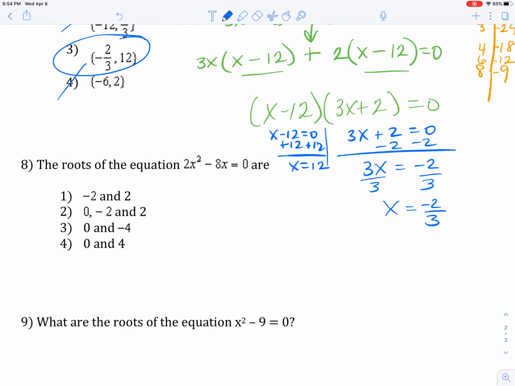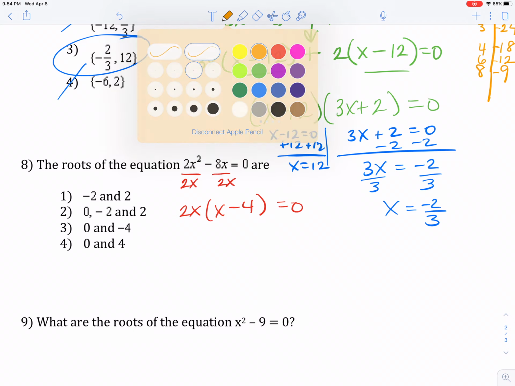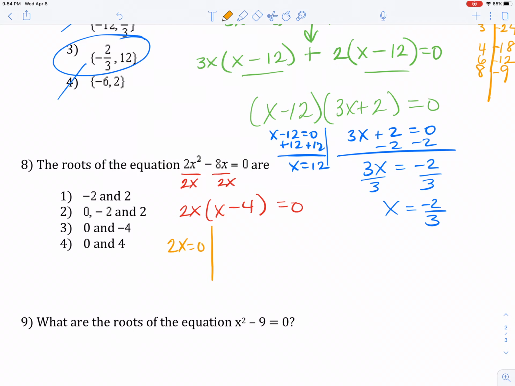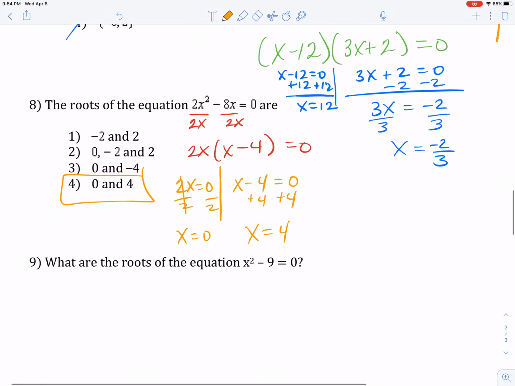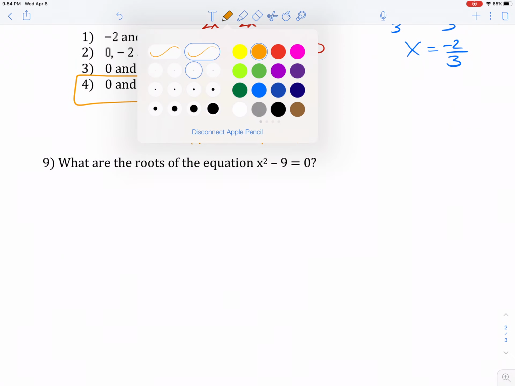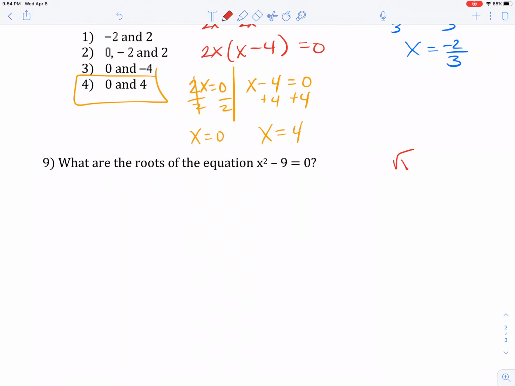Okay, number 8, again, you could graph and show the x-intercepts, you could plug in to show what works, or you could notice that both of these terms could be divided by 2x, so we're going to use GCF to factor, get 2x times x minus 4 equals 0, then set each factor equal to 0, divide both by 2, you get x equal to 0, add 4 to both sides here, you get x equal to 4. So 0 and 4 are my solutions.